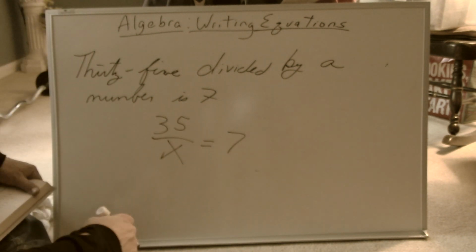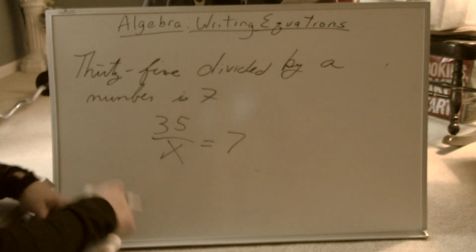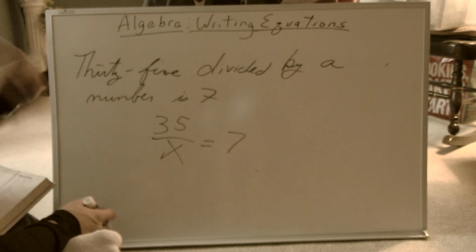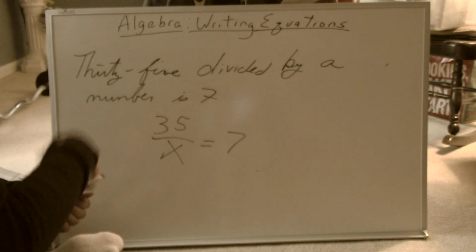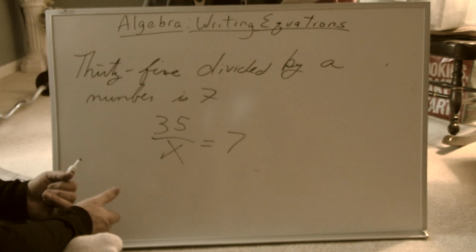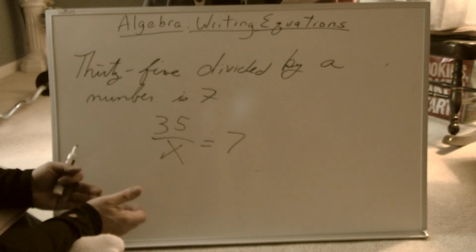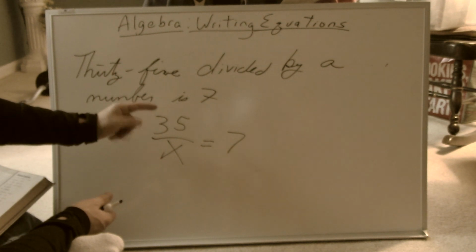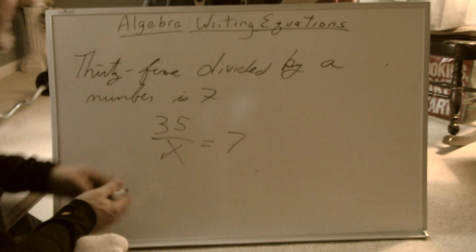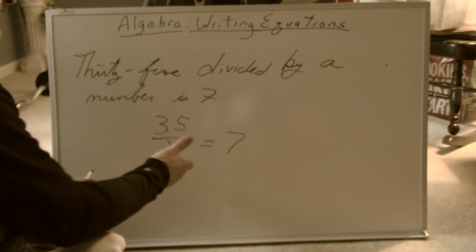Okay? And now I want to solve. This one's a little different. Because when you have an equation where it's addition or subtraction, you can distribute, combine like terms, divide. Well, in this case, we're not going to do that. This is easy. We have 35 divided by an X equals 7. So it's saying 35 divided by what number is 7.